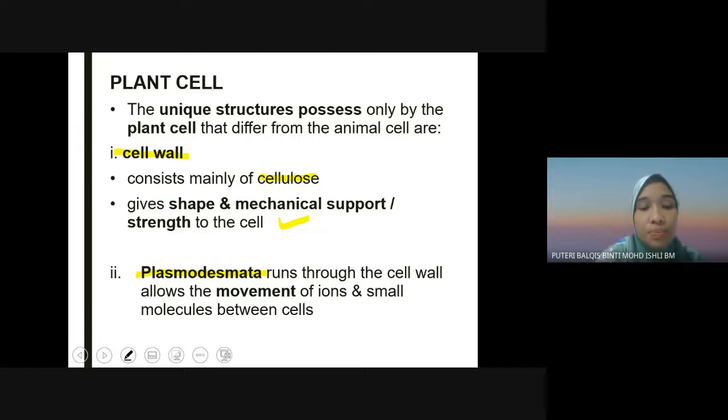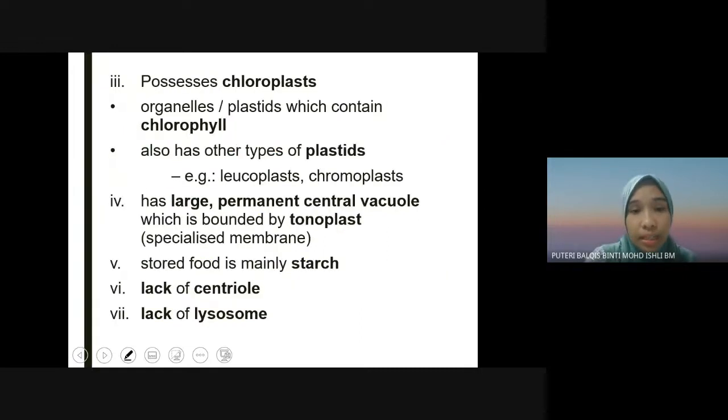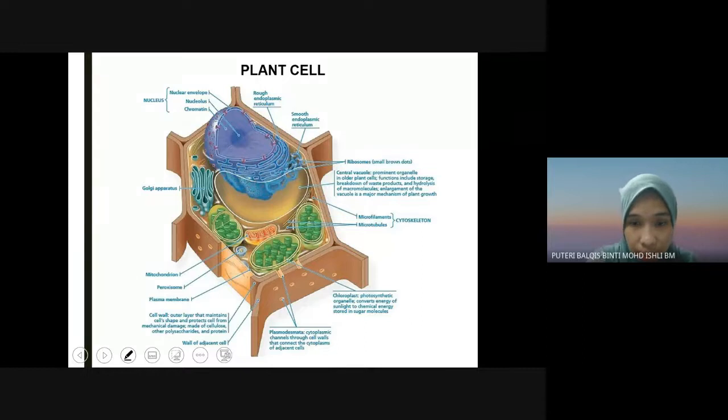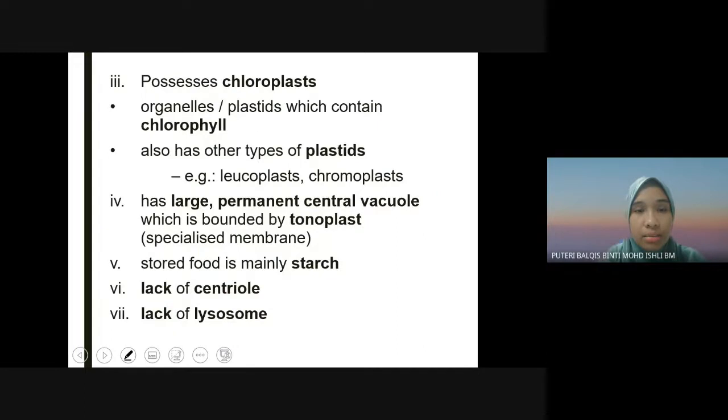Apa function dia? It allows the movement of ions and small molecules between cell. So ion and small molecule bolehlah bergerak macam tu. Air pun boleh bergerak lalu kat situ. Ada gambar plasmodesmata. This is plasmodesmata. Dia macam small channel atau small opening at the cell wall. Allow the molecules, ions and also water to pass through. Okay, that is plasmodesmata. And what else do we have here?